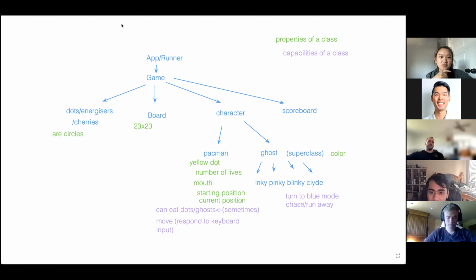A method for the energizers would be to turn ghost mode on. So the dots and energizers could have a method that returns true if an energizer is eaten, and then your game class could use that to tell the ghosts to turn blue. That's one way to implement that.